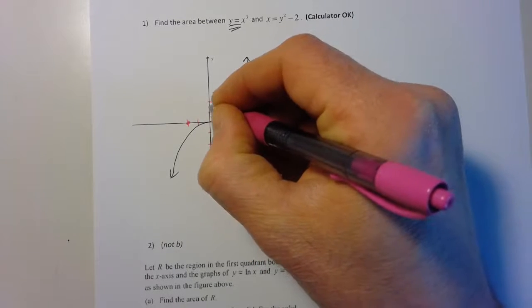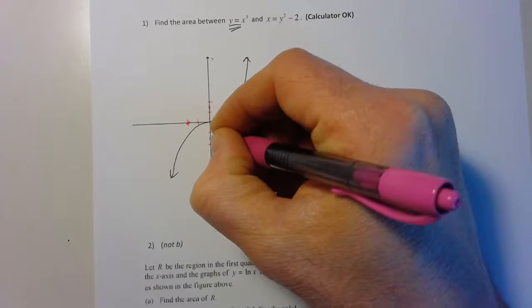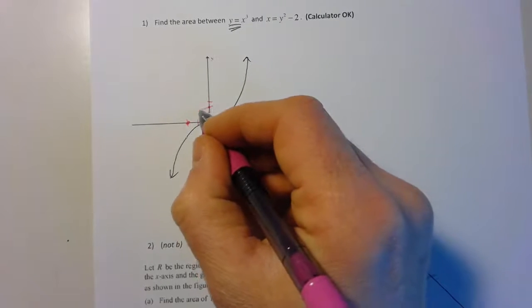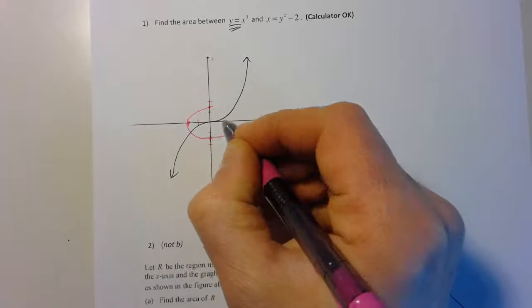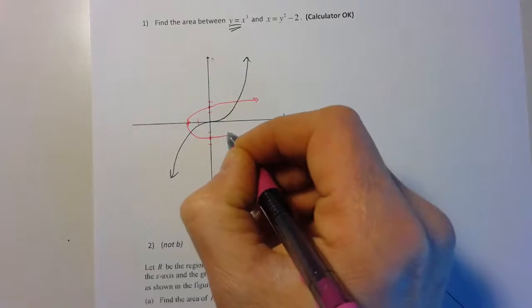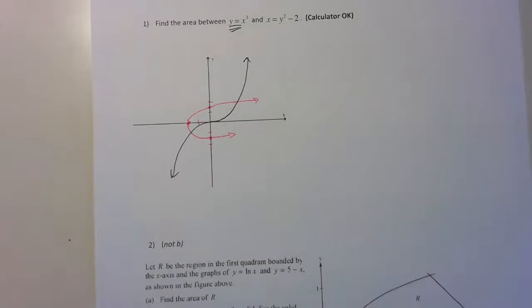Square root of 2 is about 1.4. It doesn't matter exactly where you are. Remember, we're just trying to get an idea of what this graph looks like. Okay, so it's going to look something like that. Let me just check my work here real quick. Okay, so that looks good. I just wanted to make sure I have my graph right.